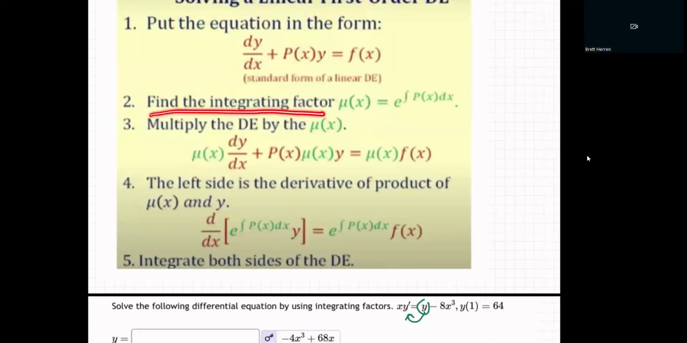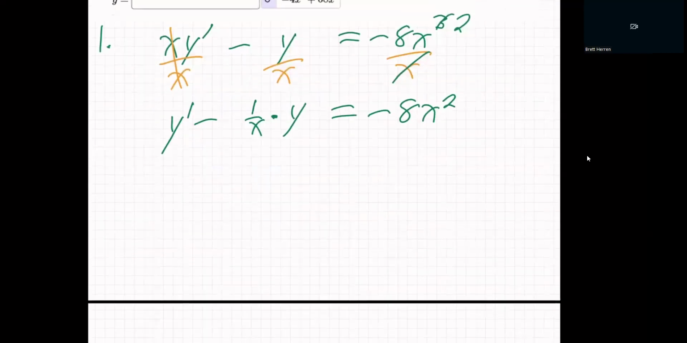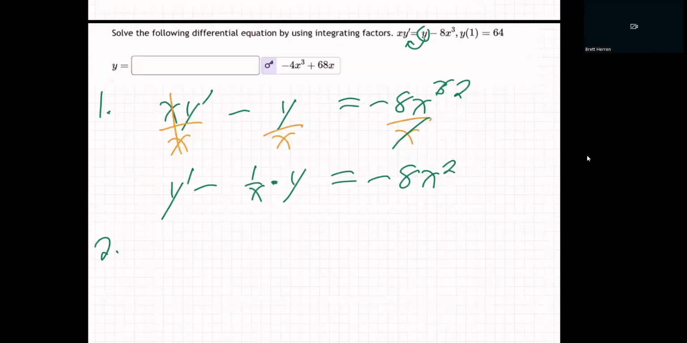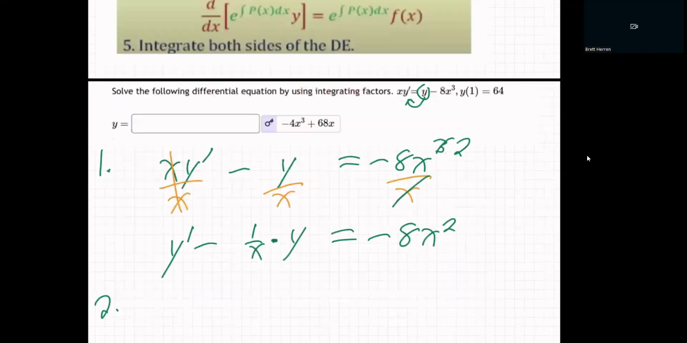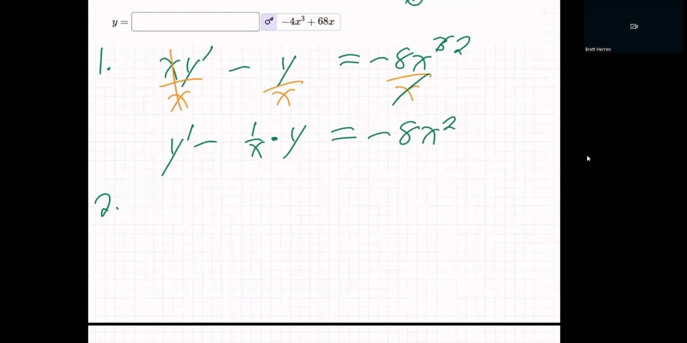Step two, find the integrating factor mu of x, which is e to the integral of p of x dx. So first off, we've got to identify what p of x is. Do you notice p of x is whatever's next to y? That's what we're going to put in the integral up in the power of the e. Whatever's next to y, so I've got to identify that. So that would be this. This is p of x.